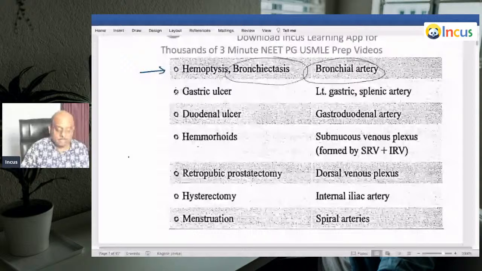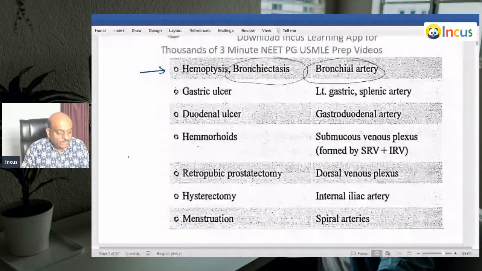Hysterectomy, it is the internal iliac artery which is the source of bleeding. And when there is menstruation, it is the spiral arteries in the endometrium that undergo the bleeding, is what you have to emphatically remember for tomorrow's NEET PG exam.